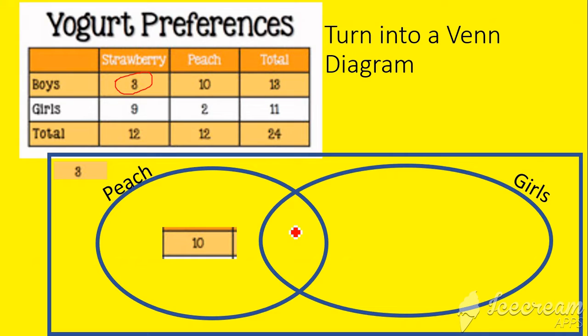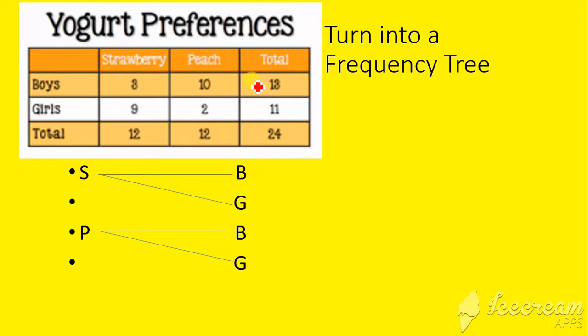My bit in the middle, which you should really do first because it's the easiest, are the peaches and the girls, which is this bit here, which is your 2. And the other bit here, which is your 9. Now all the other information is not written on the Venn diagram, but we have to work it out for ourselves.